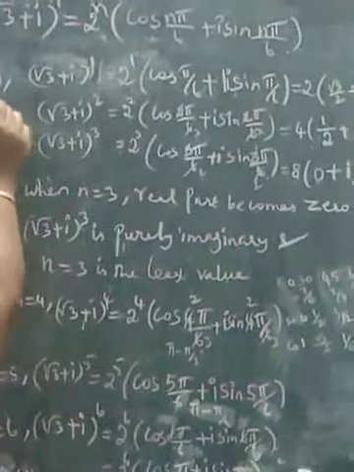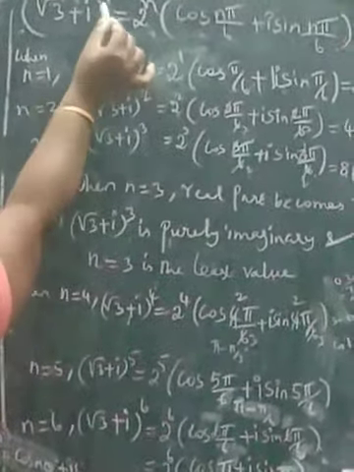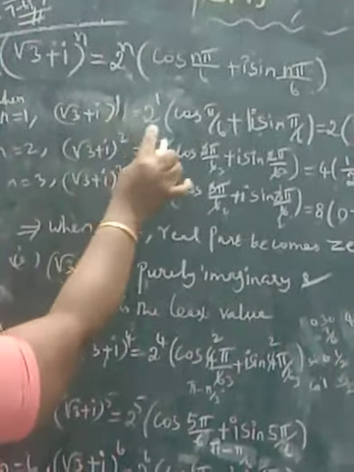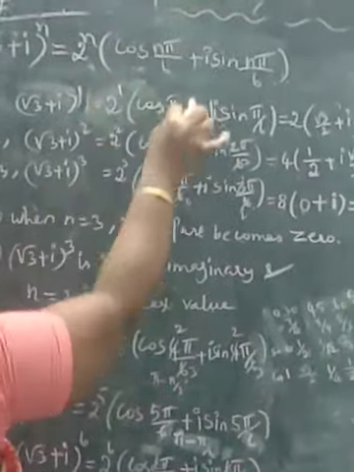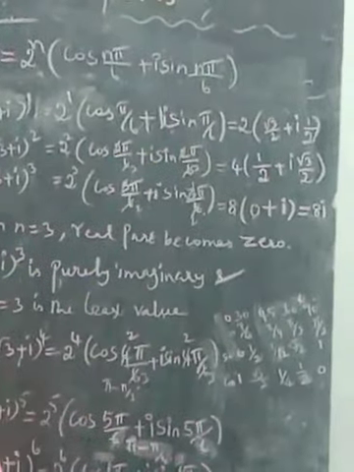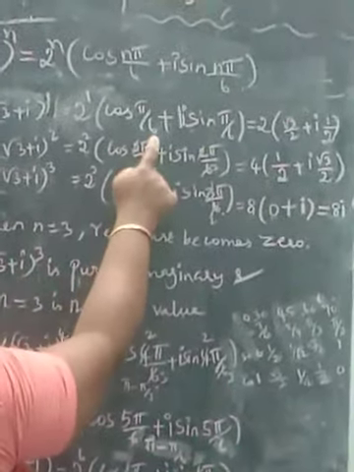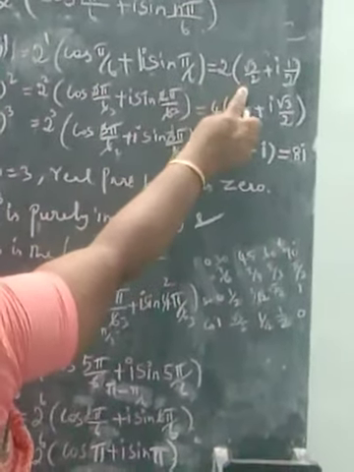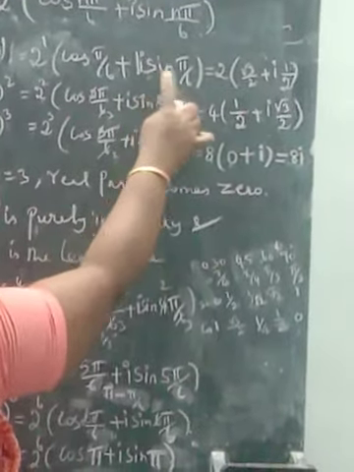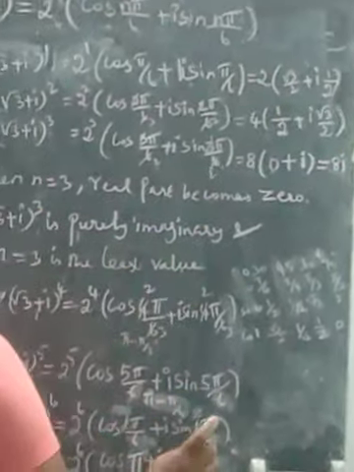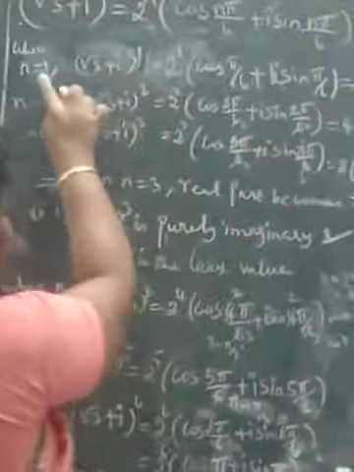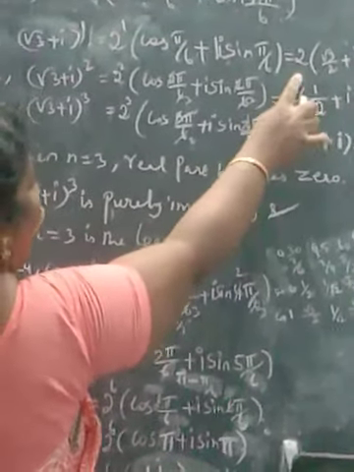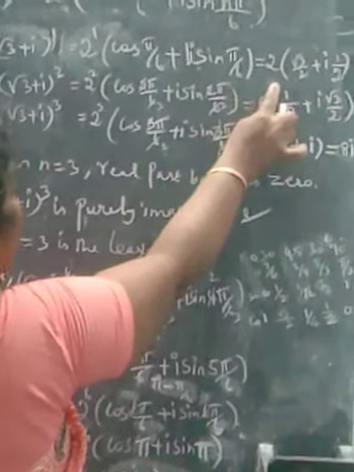Okay. So first n equal to 1. If we substitute n equal to 1 on both sides, (√3 + i)^1 is equal to 2^1 (cos π/6 + i sin π/6). Now from the trigonometric table, write cos π/6 value √3/2 and sin π/6 value 1/2. So here if we substitute n equal to 1, we get some value, isn't it? Here there is no purely real part, there is no purely imaginary part.